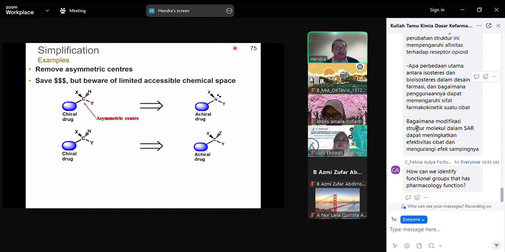So that's why these days, not only SAR, but also SPR, the property aspect, needs to be considered early on before we actually invest the money in doing the scale up and doing the clinical trials.